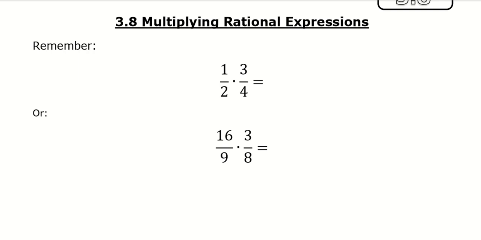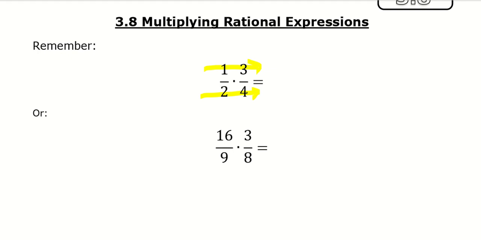Well, hello again. Here we are looking at how to multiply rational expressions. A rational expression works just like a fraction does, except we're going to have some variable expressions mixed in with them. But before we get started with that, let's remind ourselves, how do we multiply fractions? Remember, you multiply straight across. Numerator times numerator, denominator times denominator.